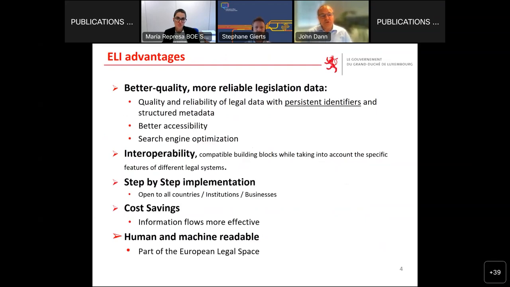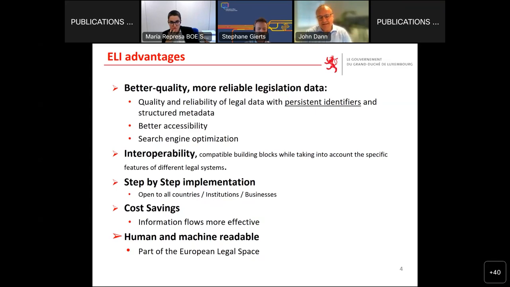So, of course, why ELI? Well, semantic web. You're talking about persistent identifiers. So why not have a nice persistent identifier, one which you can easily read, or which is similar to citations of legislation? So it also means better access. It's also search engine optimization, because we all know people go through search engines to find their legislation. This helps a lot, but the main subject here is really interoperability. It's really about building the blocks so everybody can talk with each other.